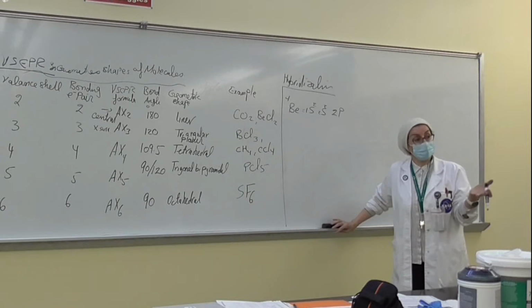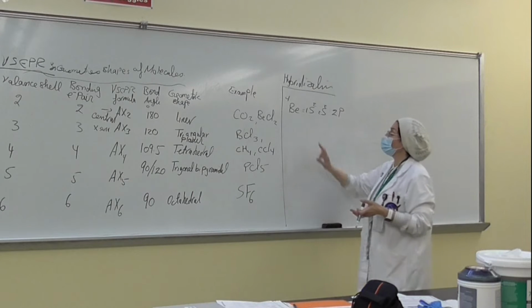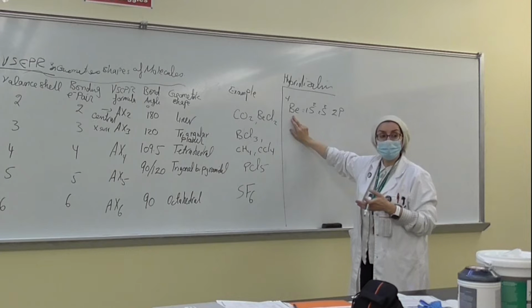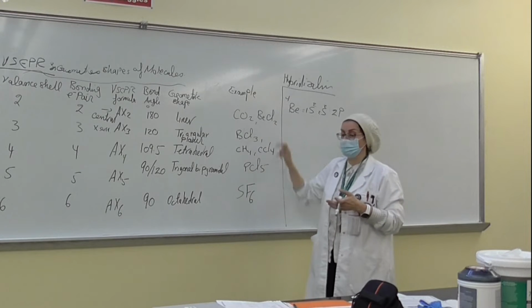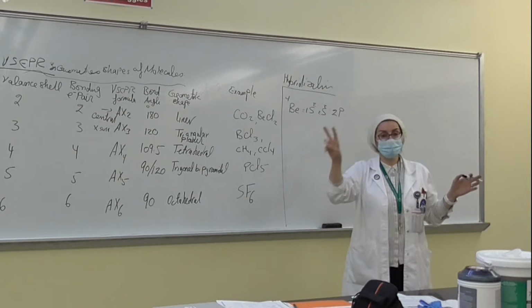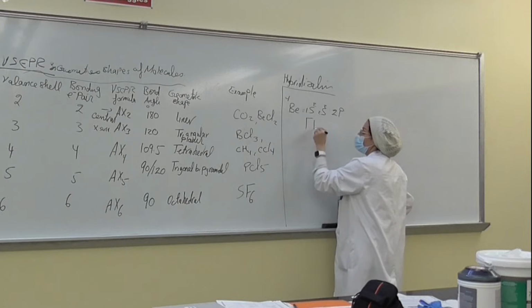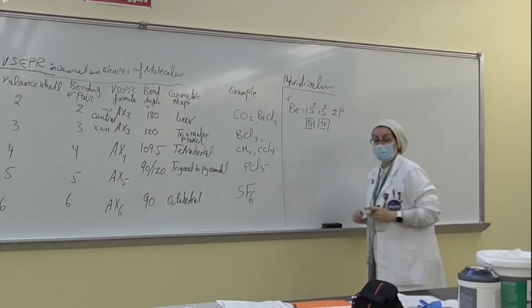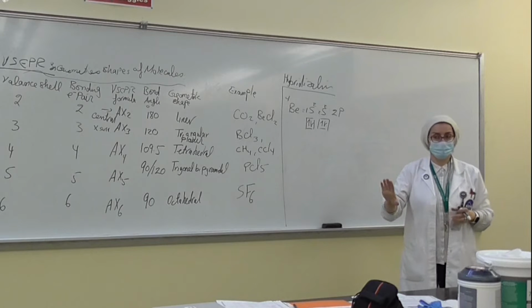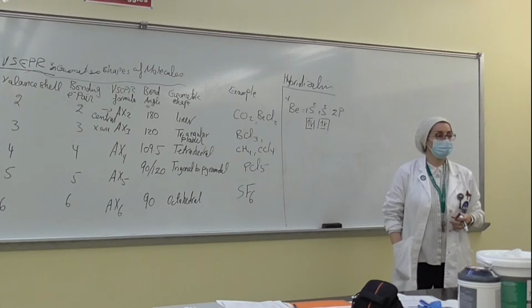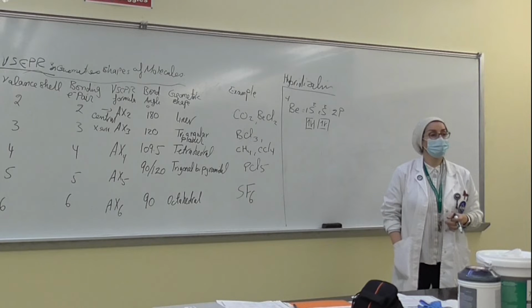Now, I want to ask you a question. How on earth is beryllium going to be able to accommodate 2 atoms of Cl if it has 2 paired electrons? How is it going to accommodate those 2? The p block. From the p block. So what is going to happen?